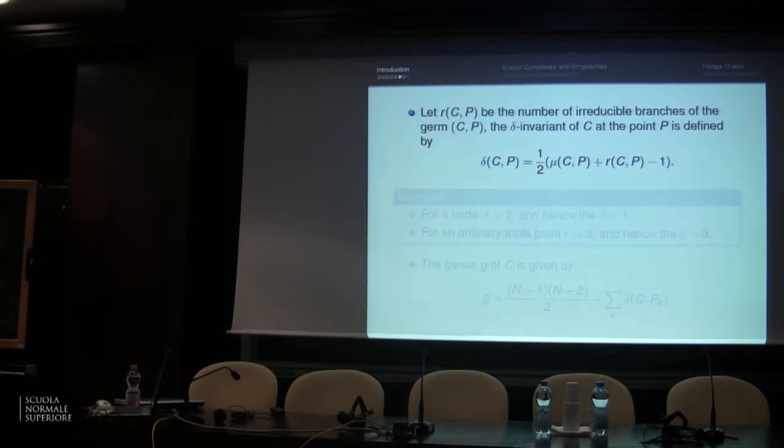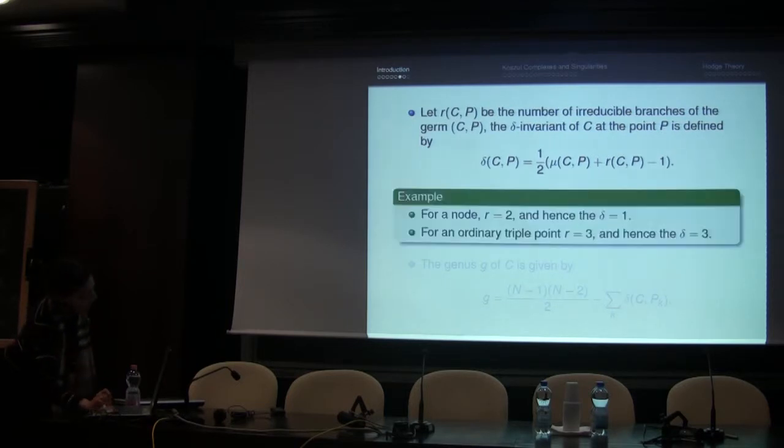And actually, the delta invariant counts how many times we have a double point at the singularity. For example, here we have only one double point, but here we have three lines. So this point can come from these two, L1, L2, L3, or from L2 and L3, or from L1 and L3. So we can find the delta invariant by counting how many times we have a double point, and we get 3. Or we can simply use the formula and we get half times 4 plus 3 minus 1.